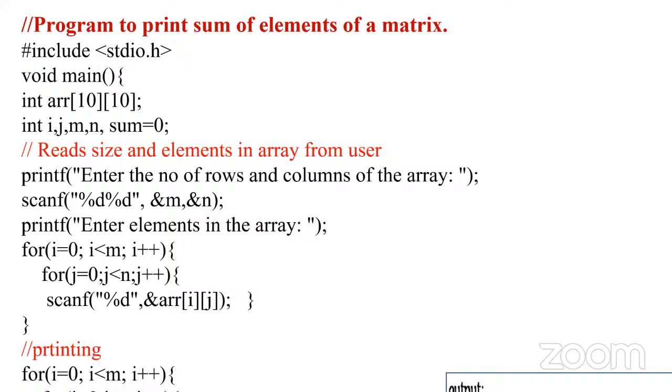How many rows and columns have I entered? The user entered 3 rows and 4 columns. 3 is M and 4 is N. Now, enter the elements in the array.